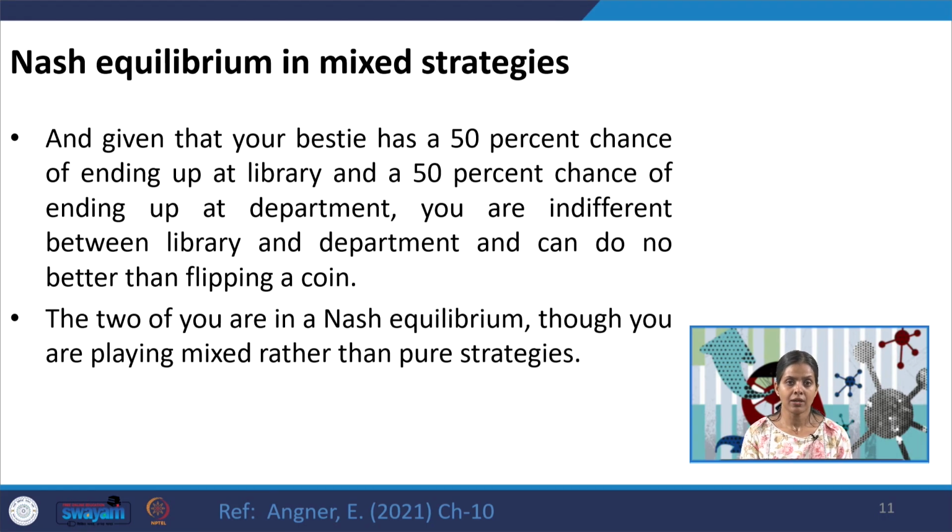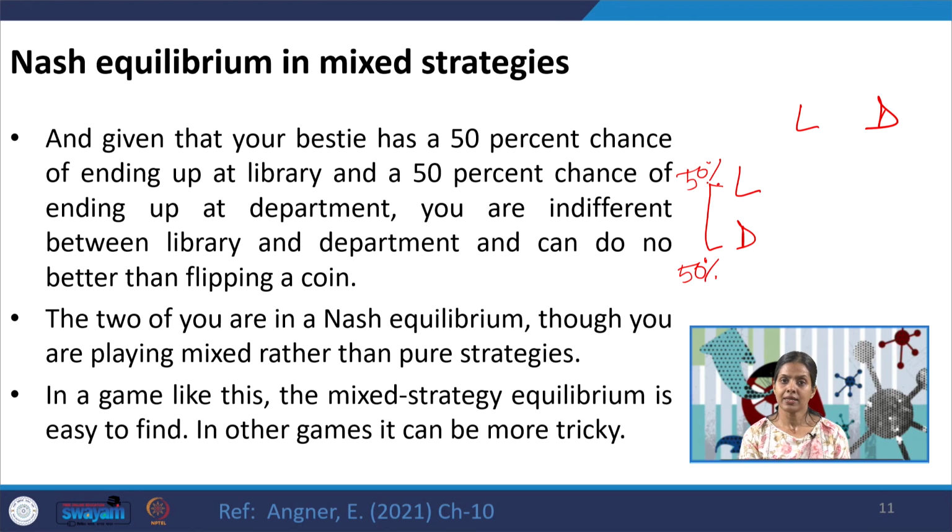The two of you are in a Nash equilibrium, though you are playing a mixed rather than a pure strategy. Here the two strategies are library and department for both of you. Since you are flipping a coin to decide where to go, we say that you are using a mixed strategy with each strategy having a 50% chance of occurrence. In a game like this, the mixed strategy equilibrium is easy to find. In other games, it can be more tricky.